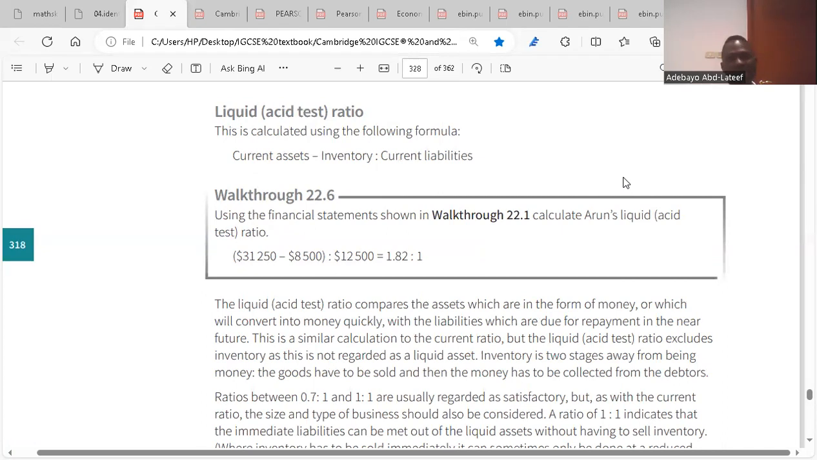Do you get what liquid asset is talking about here? Liquid is cash. But we are talking about our current assets, which involve cash, bank, inventory, and trade receivables. But for current assets in the liquid ratio, we only deal with trade receivables, cash, and bank. We exclude stock or inventory, because in the liquid ratio, inventory is not considered as money, because it's not yet sold. So the formula is current asset minus inventory divided by current liabilities. Clear? Yes.